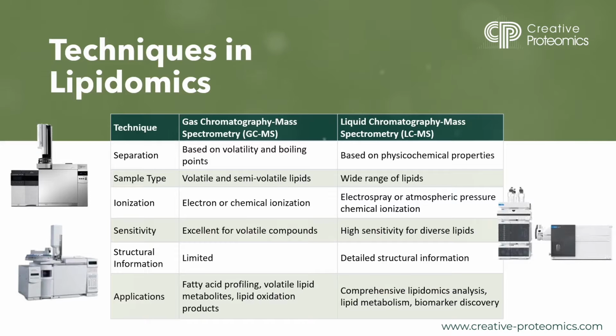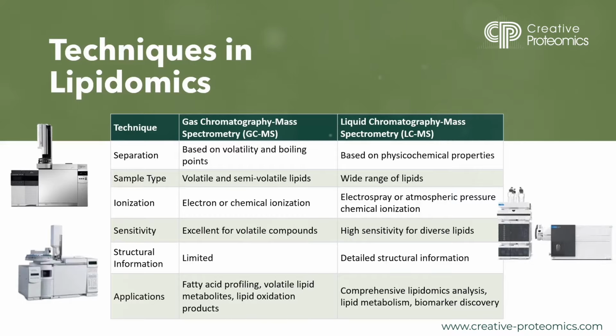It utilizes gas chromatography to separate the compounds based on their vapor pressure and boiling points, followed by mass spectrometry for their detection and identification. GCMS is particularly useful for fatty acid profiling, quantifying fatty acid compositions, and analyzing volatile lipid metabolites. It finds applications in various fields such as lipid metabolism studies, food science, and clinical research.